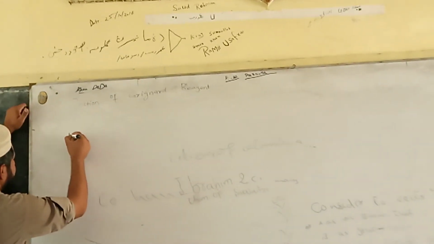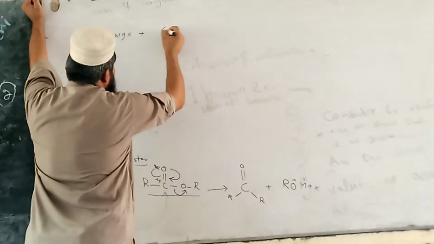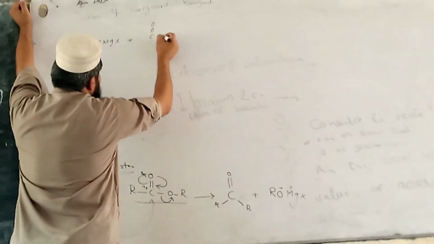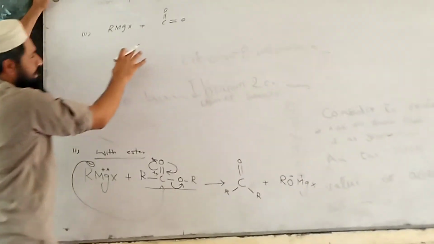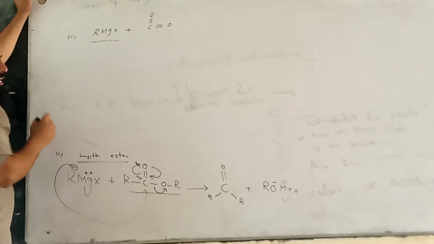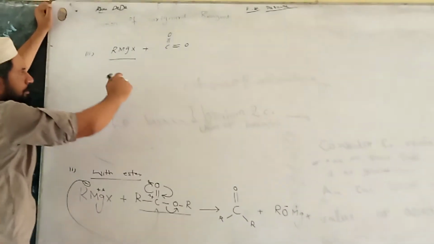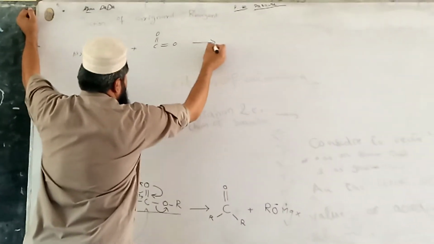This is the third reaction, and that reaction is of RMgX when it reacts with what? Carbon dioxide. This is the carbon dioxide. This is the third reaction: the reaction of RMgX Grignard reagent with carbon dioxide. When this reacts, what will be formed?